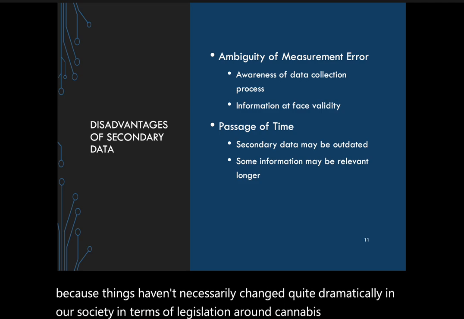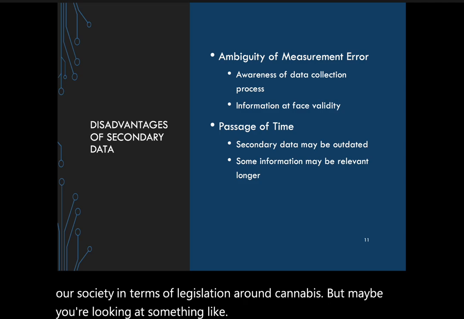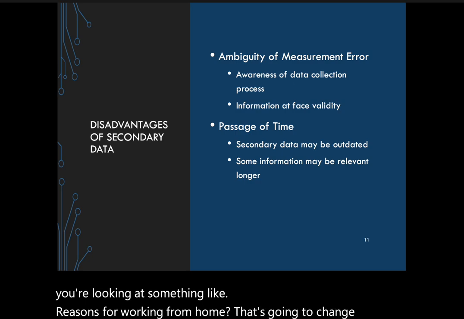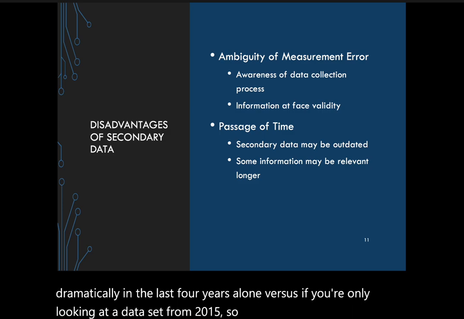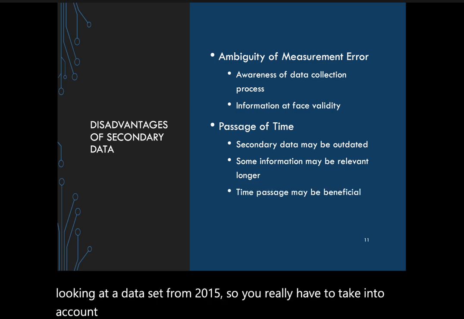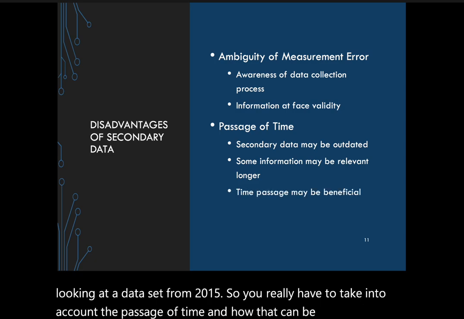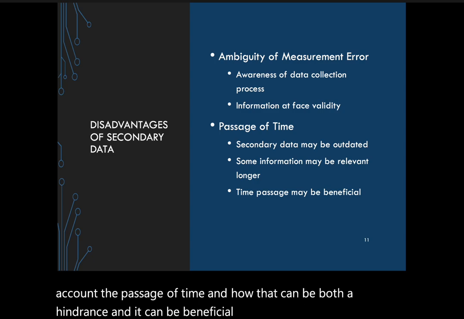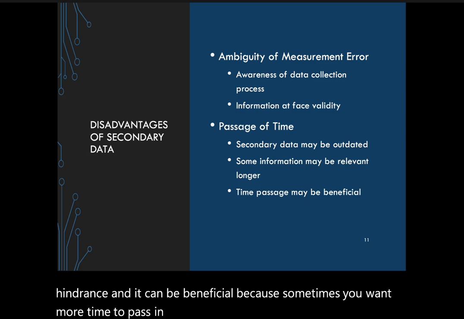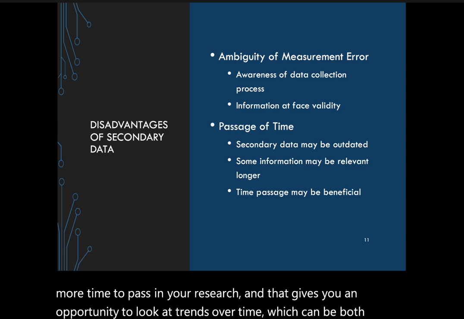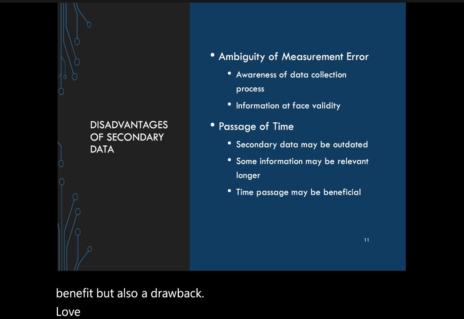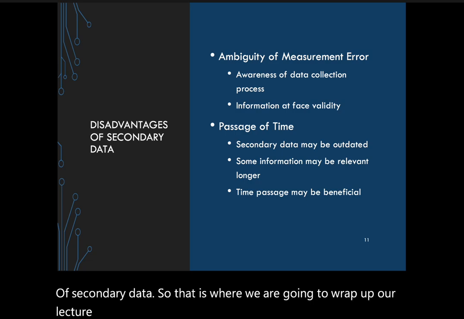But maybe you're looking at something like reasons for working from home. That's going to change pretty dramatically in the last 4 years alone, versus if you're only looking at a data set from 2015. So you really have to take into account the passage of time and how it can be both a hindrance and beneficial, because sometimes you want more time to pass in your research, and that gives you an opportunity to look at trends over time, which can be both a benefit but also a drawback of secondary data. So that is where we are going to wrap up our lecture on Chapter 8.